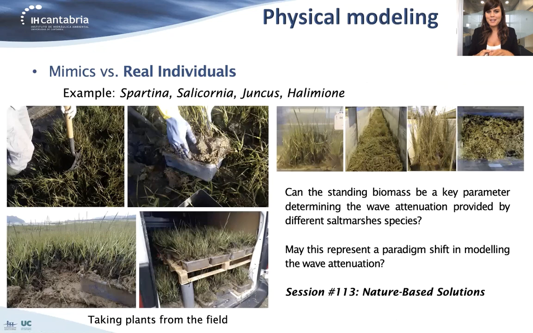So, to extend that study with those 2 real vegetations, another study was performed, in this case taking the plants from the field. The main objective of this study was to answer the question I was mentioning before: the beta coefficient is actually linearly related to the standing biomass. Can the standing biomass be a key parameter determining the wave attenuation provided by different species of salt marshes?